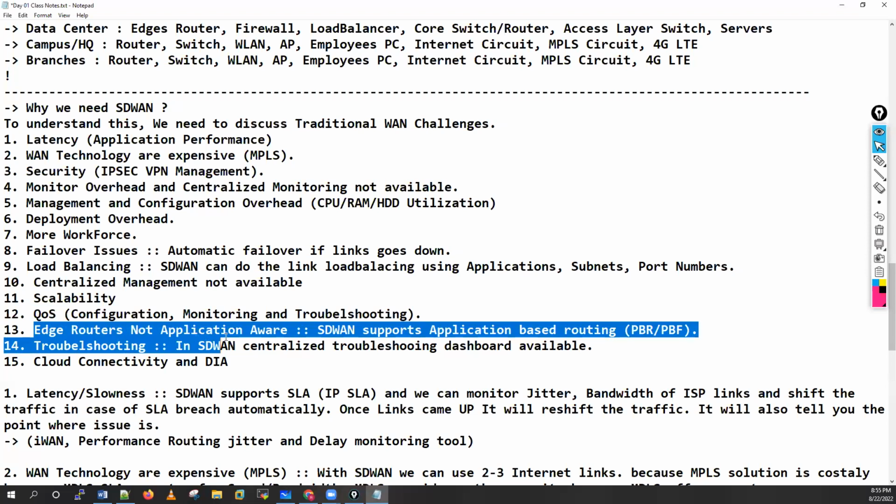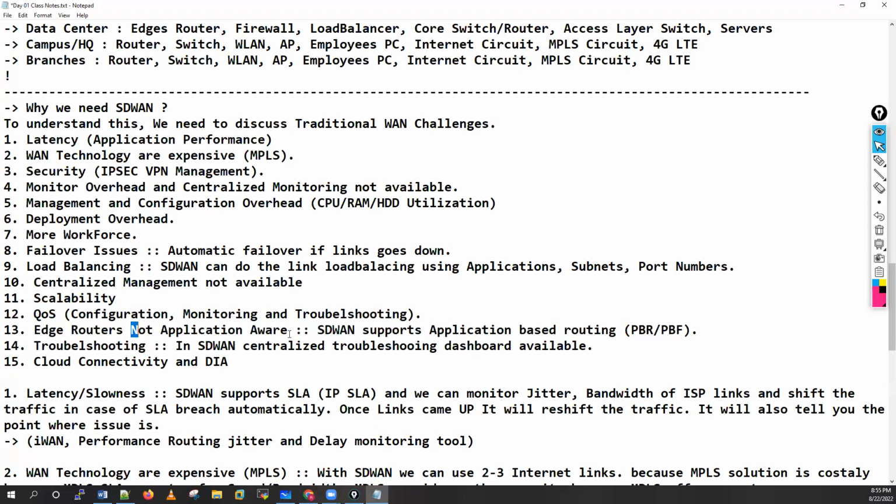Your managed routers are not able to shift traffic on the basis of applications, which means there is no application aware routing. They only have policy based routing or policy based forwarding, but cannot do PBR or PBF on the basis of applications. They are only able to monitor whether the link is up or not. Troubleshooting is an overhead, and cloud connectivity and DIA setup are an overhead, guys.